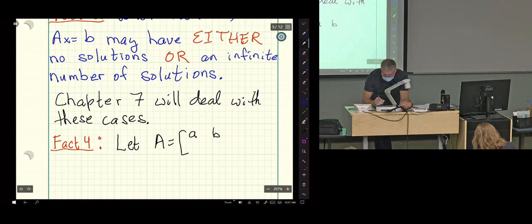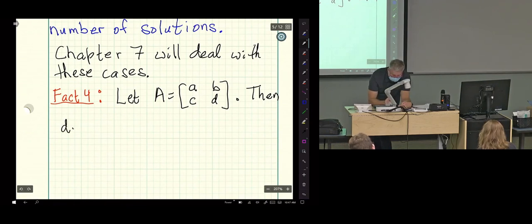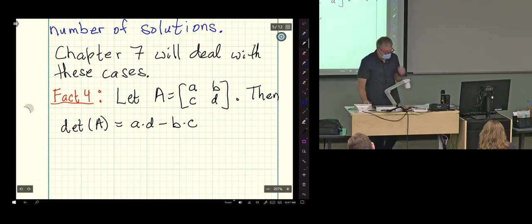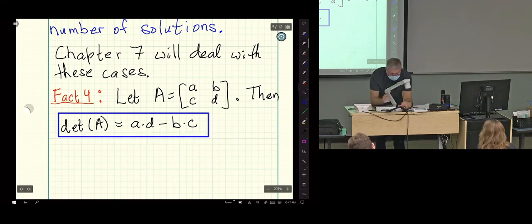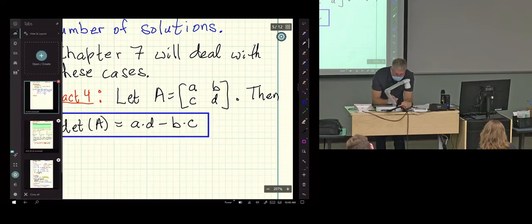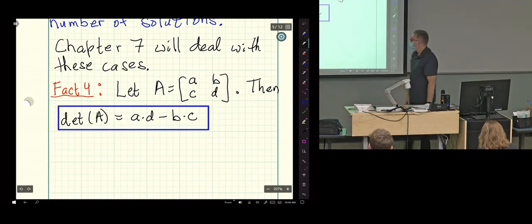So suppose the matrix is 2 by 2. Then the determinant of A is A times D minus B times C. Okay? So this is really an important formula for us.